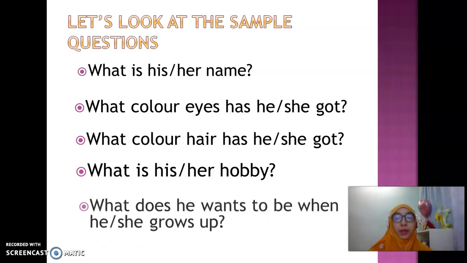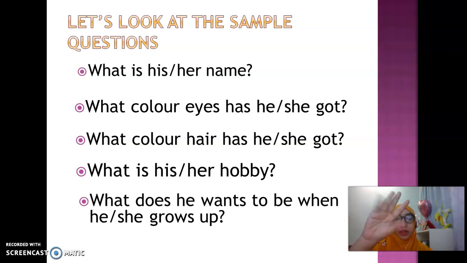And question number five, the last question. What does he or she want to be when he or she grows up? One more time. What does he or she want to be when he or she grows up? So we are going to use these five questions as guidance to talk about our family member and also to write about our favorite family member.